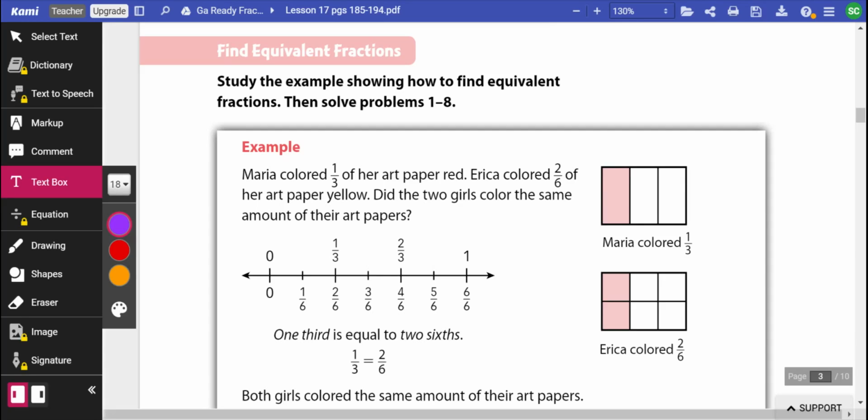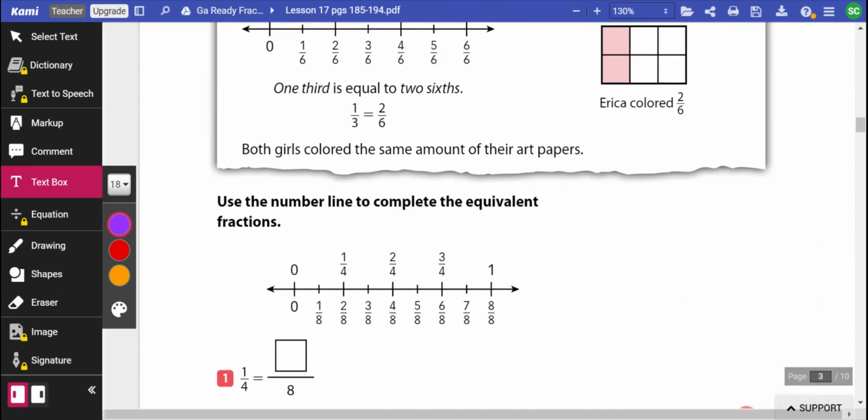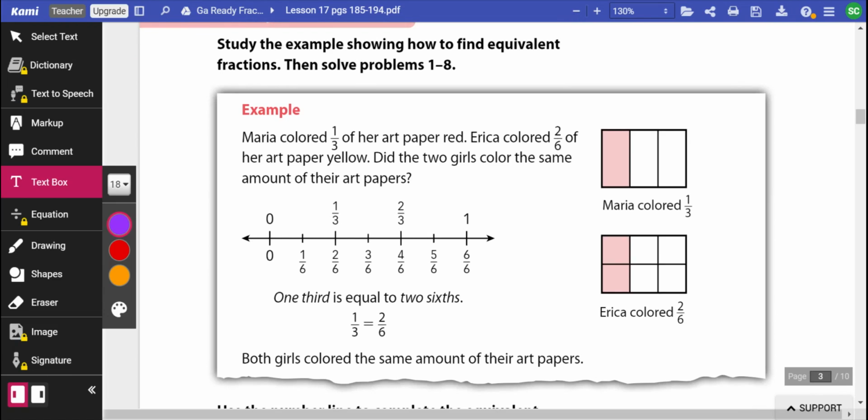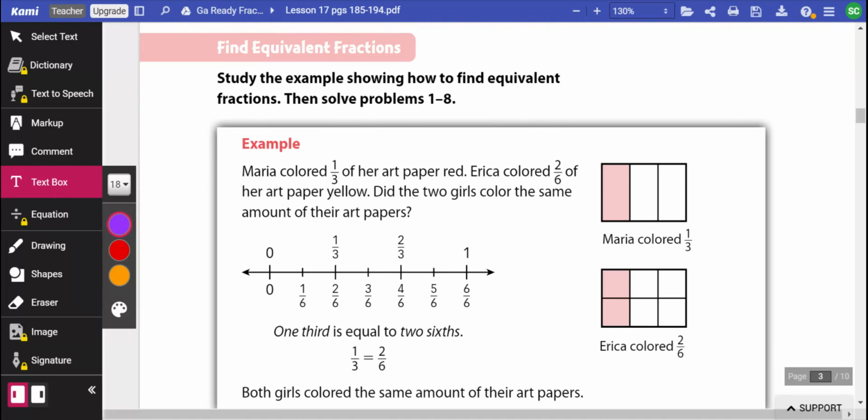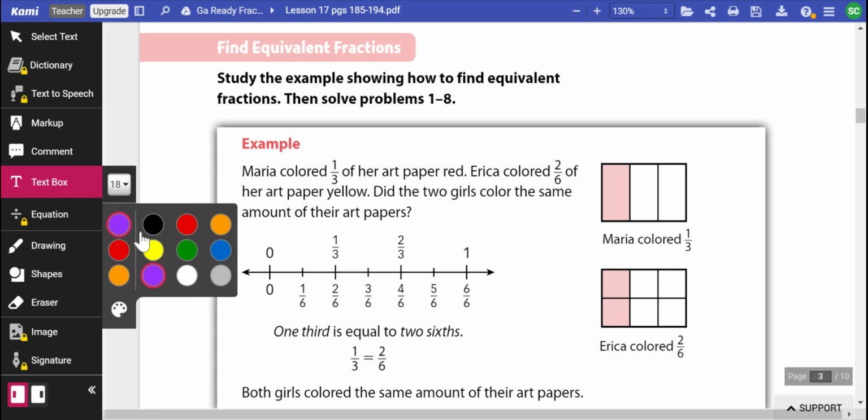All right, guys, let's look at today, page 187 and 188 in your Georgia Ready book. We're continuing to learn about finding and modeling equivalent fractions, and we've said that equivalent is just a big word that means equal. They equal the same amount even though you use different fractions to name them. Kind of like how you can call $2, 200 cents, or 20 dimes. You're just showing it in a different way.